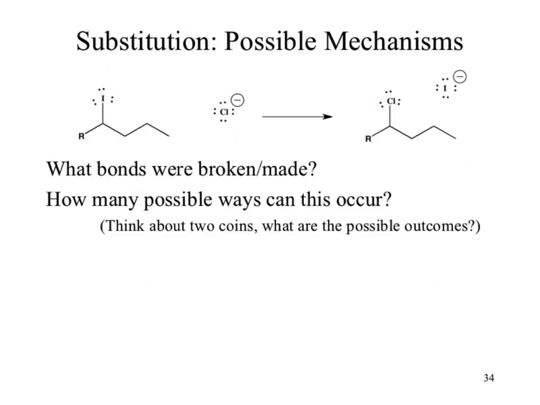Okay? So let's do a quick breakdown of what we see in this substitution reaction. So what bonds were broken? What bonds were made? So we broke the carbon-iodine bond and we made the carbon-chlorine bond. Okay? So two things have happened in the course of this reaction. That is it, only two things. What are the possible ways that we could put these two things together?